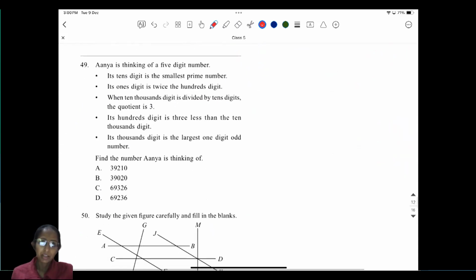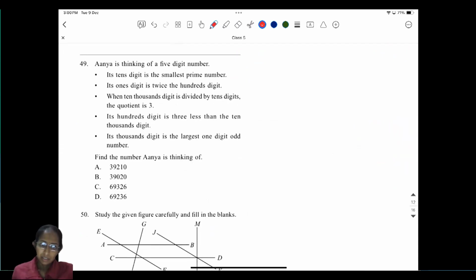49th question. Anya is thinking of a 5-digit number. Its 10 digit is smallest prime number. So I can write 1, 2, 3, 4, 5. The 10th digit is smallest prime number, that is 2. Its 1 digit is twice of the 100 digit. Okay. When the 10,000 digit is divided by 10th digit.